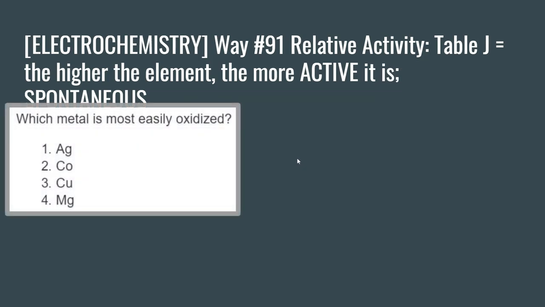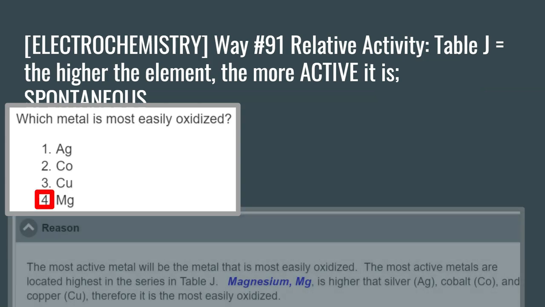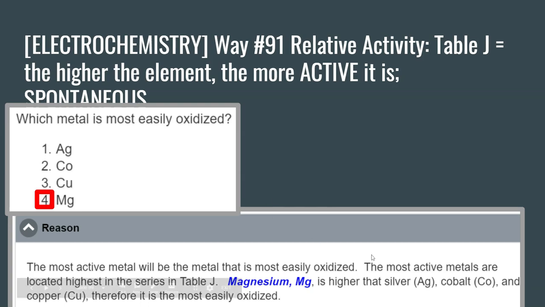Which metal is most easily oxidized? Remember, it's metals that get oxidized on the periodic table. So to figure out which one of these is the most easily oxidized, it's going to be the most active. And you'll find that the answer is Mg, because Mg is higher than silver, cobalt, and copper on table J. Therefore, the answer choice is 4.